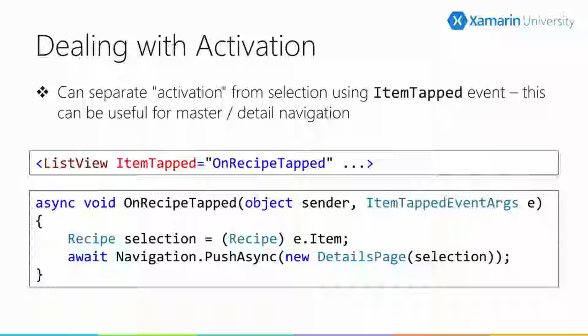The signature is pretty much the same. They both give you the sender, which is the list view, and you get either item tapped event arguments or item selected event arguments. Both of them contain the current selection. By using the item property of the event, you can figure out which of your elements has just been selected, and then maybe, as you're shown in this case, trigger a transition to a new page.